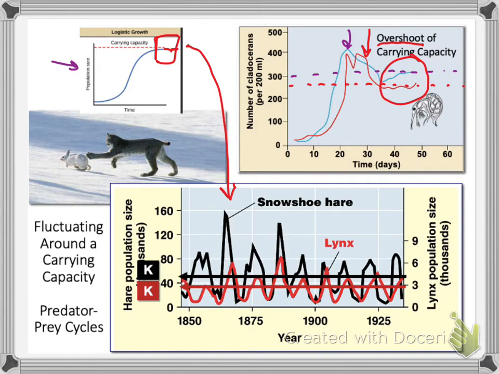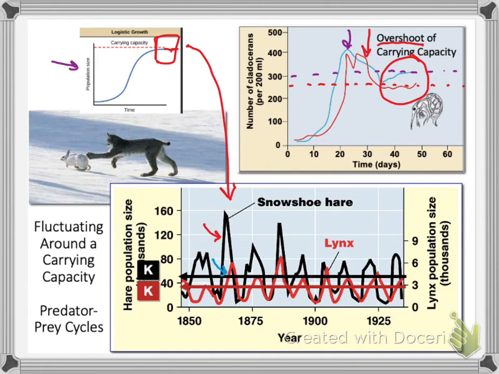And what we can see is we often see these fluctuations because of predation, and predation is a density-dependent limiting factor. So our black line represents our snowshoe hare, and our red line represents our lynx. If we take a look here, we can see that we have a sharp increase in snowshoe hares, and so their population is on the rise. Well, what that means then is there's now more food for the lynx.